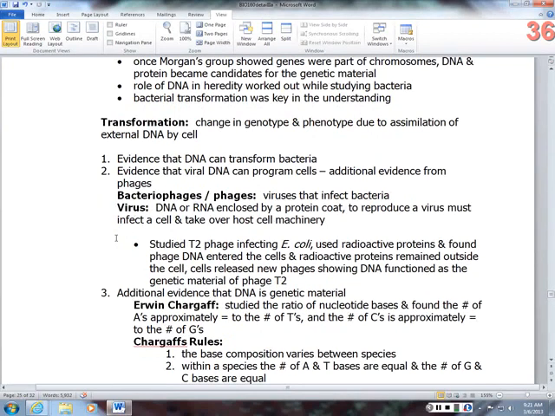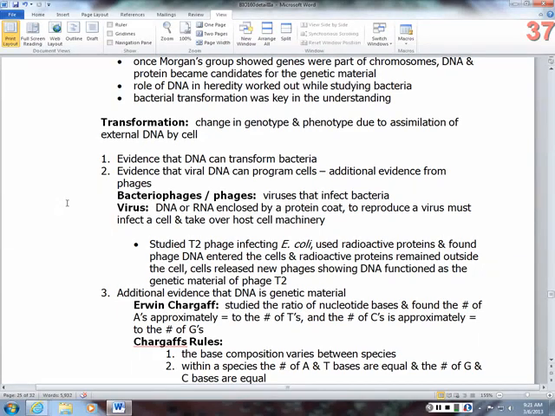So transformation is a change in the genotype and phenotype due to assimilation of external DNA by the cell. There are multiple ways that a cell can be transformed. It can be transformed by simply having DNA come into the cell through the cell wall. It can be transformed by a virus that does that. So the term transformed is pretty general. It just means you've taken in DNA that wasn't originally there.